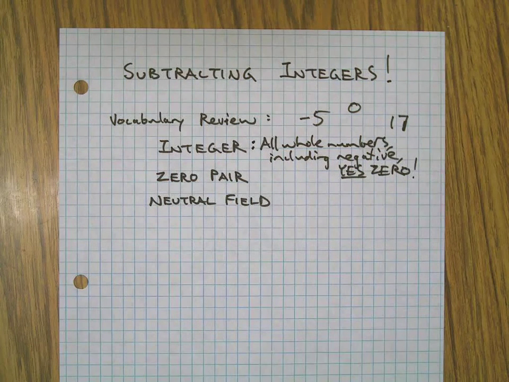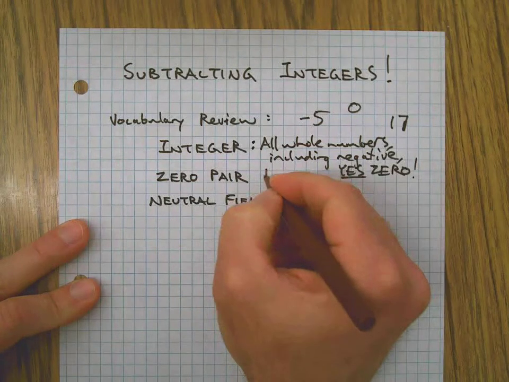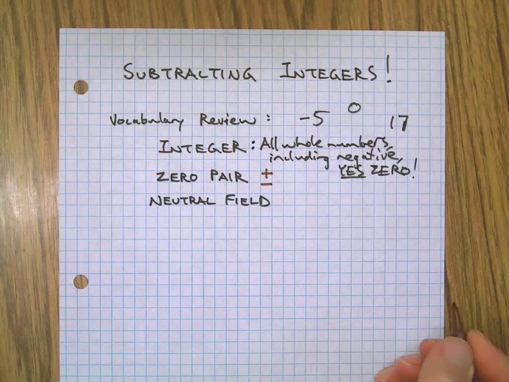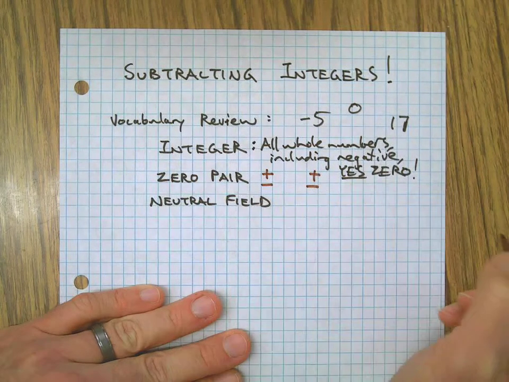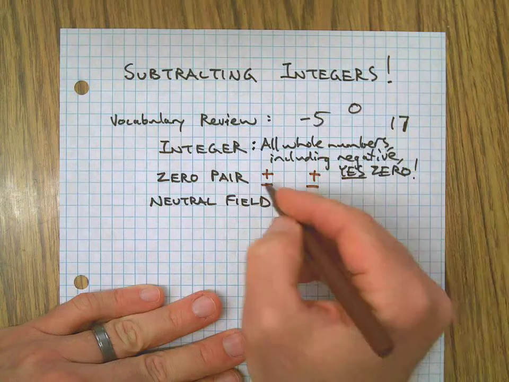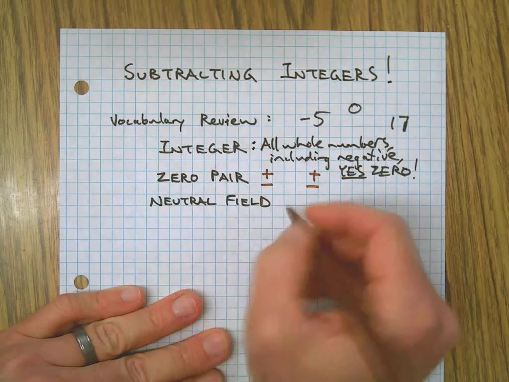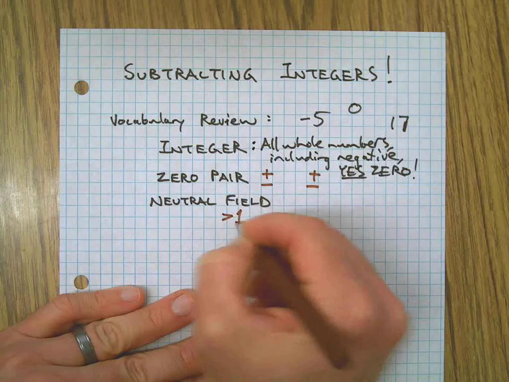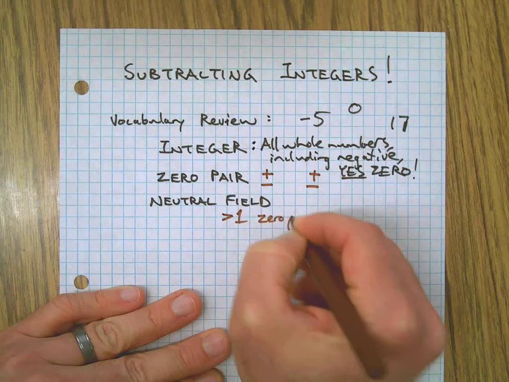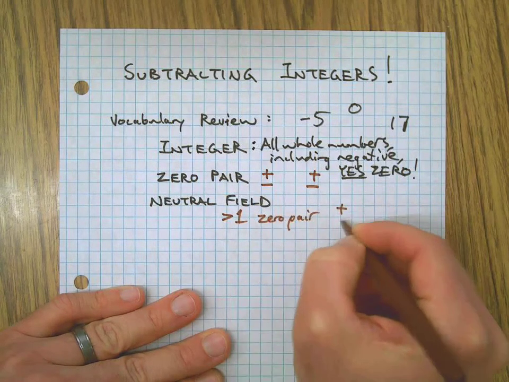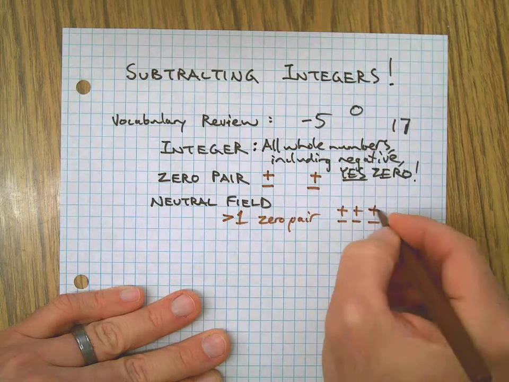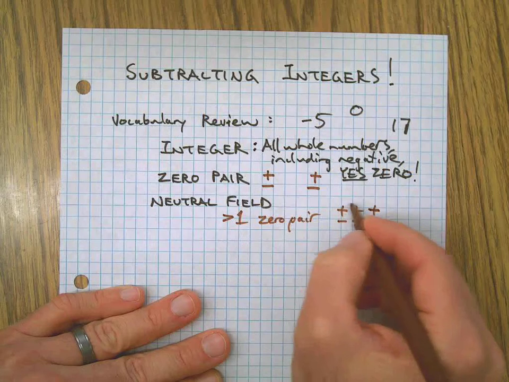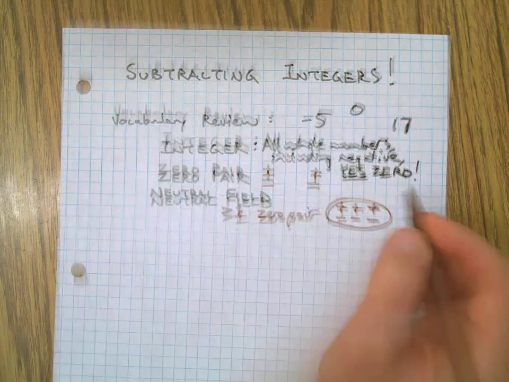Okay, we also talked about zero pairs. What's a zero pair? Any pair of integers which, when you add them together, equals zero. For example, there's a zero pair, there's a zero pair, right? A positive and a negative. And finally, a neutral field, which is more than one zero pair. So if I have 3 zeros, it's really 1 zero, right? Because 3 times 0 is still 0. This is called a neutral field.